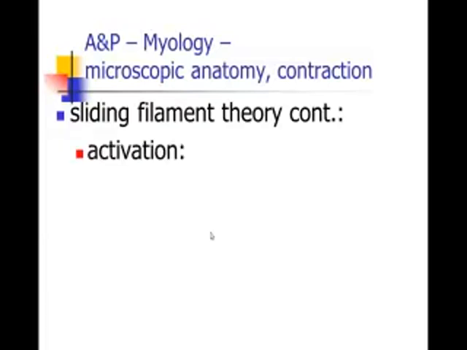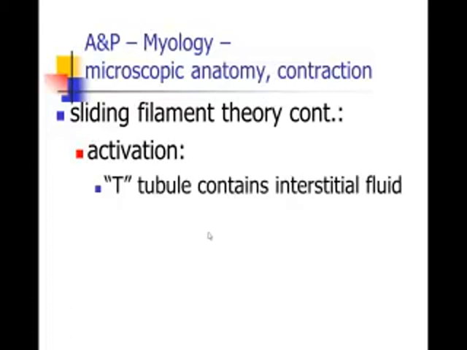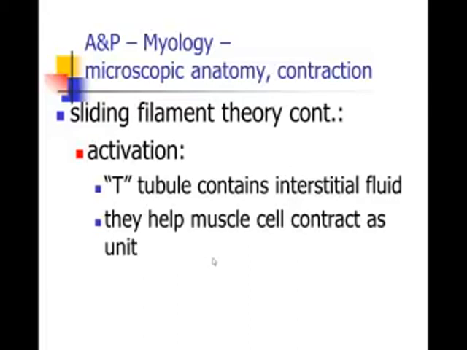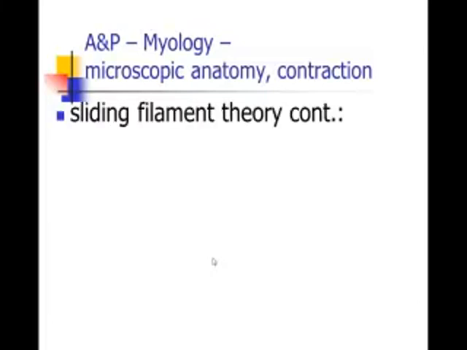The T-tubules, I didn't mention them. They're pretty cool. You have interstitial fluid inside the T-tubule, and so the action potential spreads not only over the surface of the cell, but right into the middle by way of this interstitial fluid that's inside the T-tubules. So, I guess there you go. The T-tubule contains interstitial fluid. And that means that the cell will contract as a unit, and that increases efficiency.